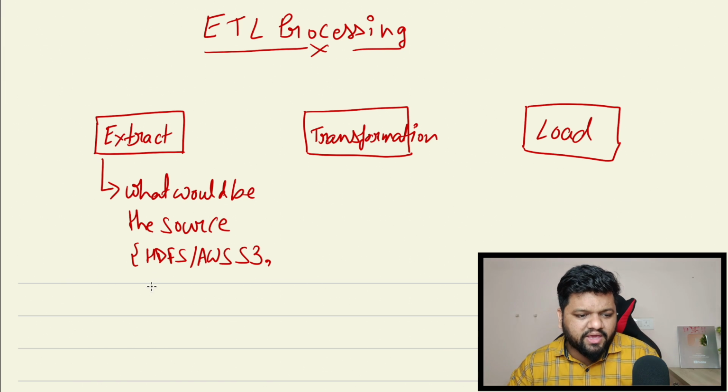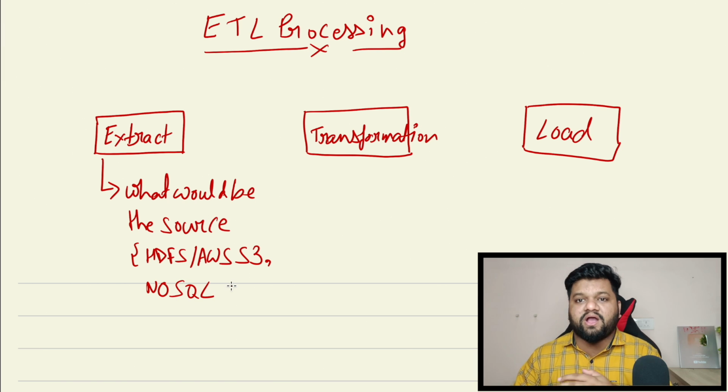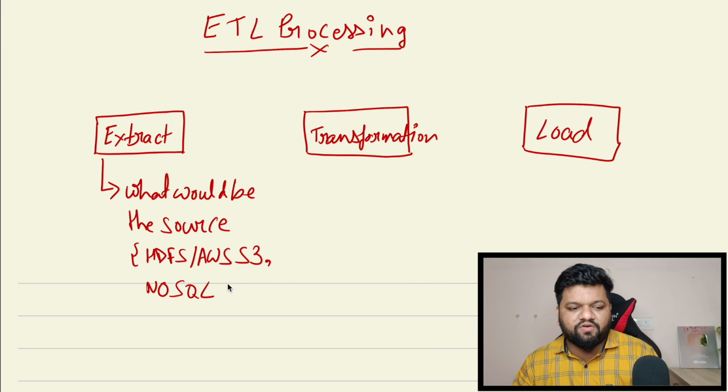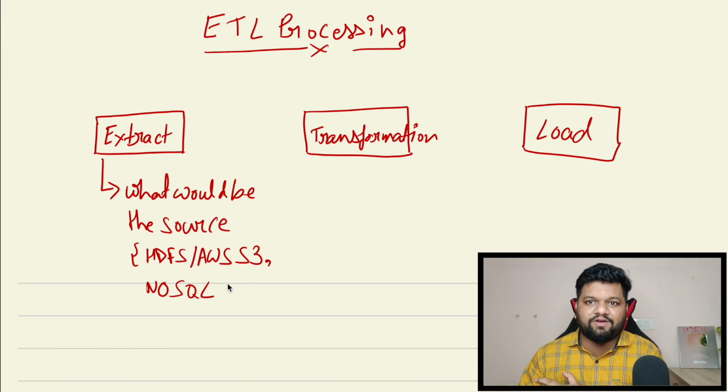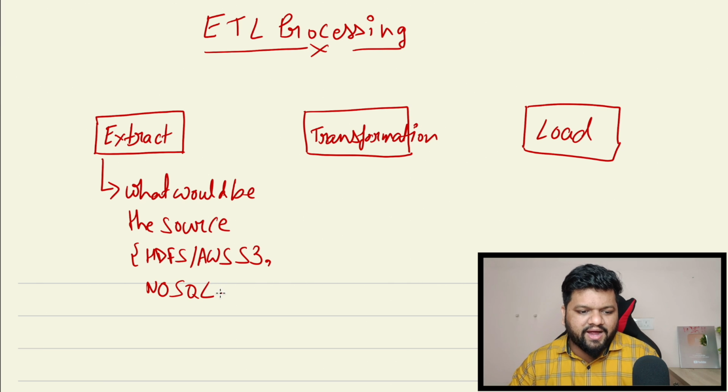The second can be any NoSQL database as well. You can directly make a connection from the distributed computation frameworks to this kind of NoSQL tables and get the data from there and process it. And the third can be your warehousing service as well.